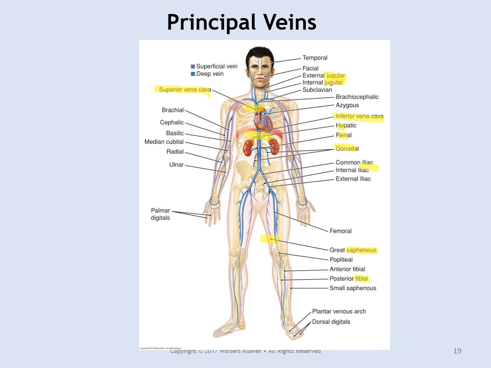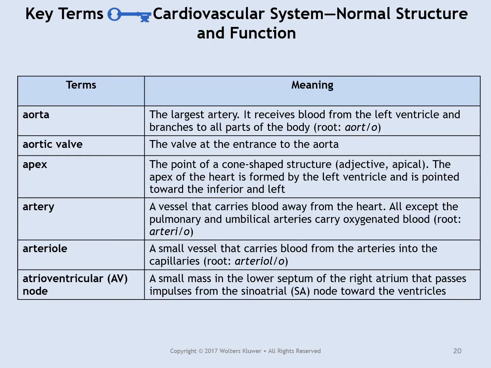Tibials, radial, ulnar. Those are the ones that are different from the arteries in the systemic circulation. So here are some terms you're going to want to take a look at and commit to memory. I've hit the vast majority of these during my lecture.